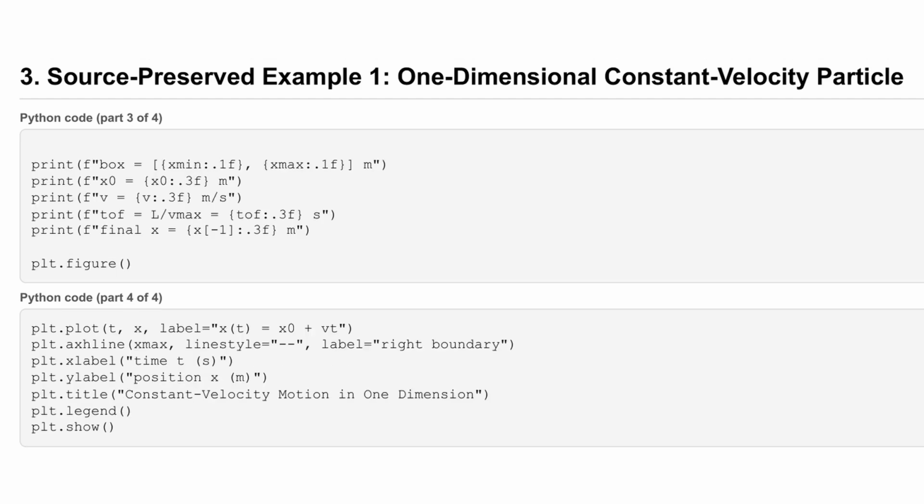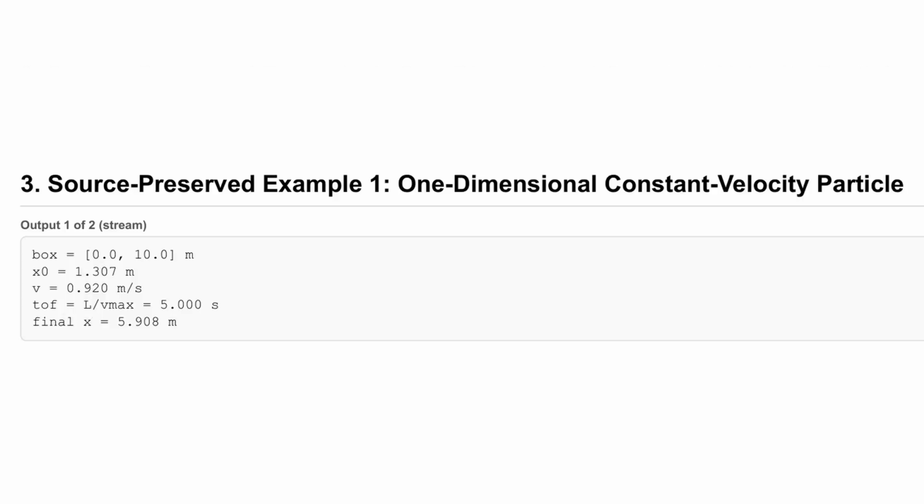This continuation of the code calculates the position array over time. It also prepares the plotting commands to visualize the constant velocity trajectory against the right boundary. The output stream displays the generated initial conditions and the calculated time of flight. This confirms that our particle will reach the boundary within the expected 5 seconds.